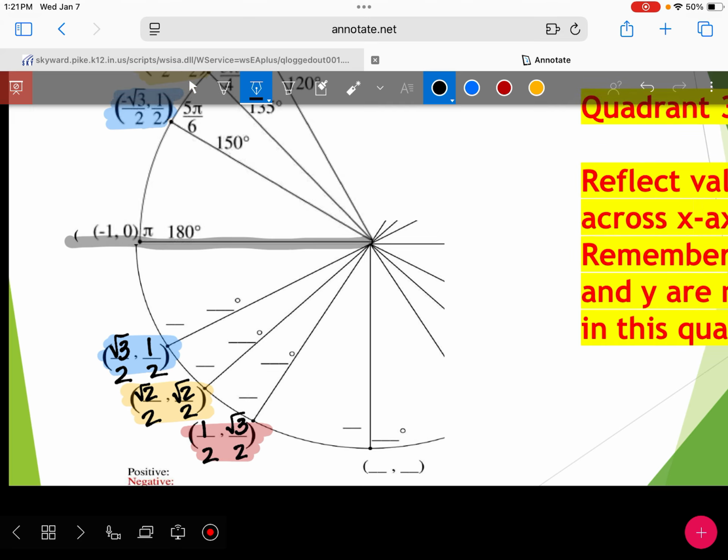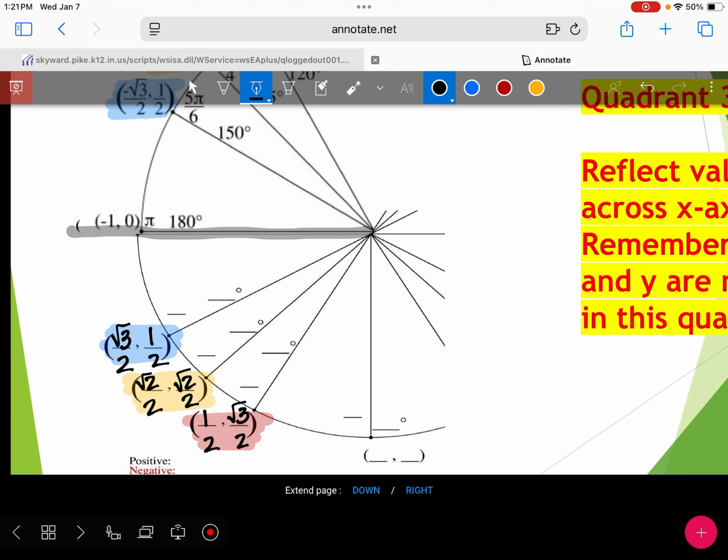So let's fill in our degrees. What is 180 plus 30? I heard somebody say it. 180 plus 30.